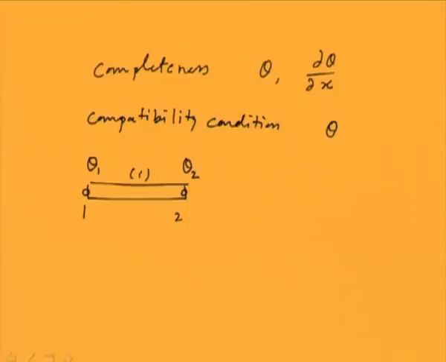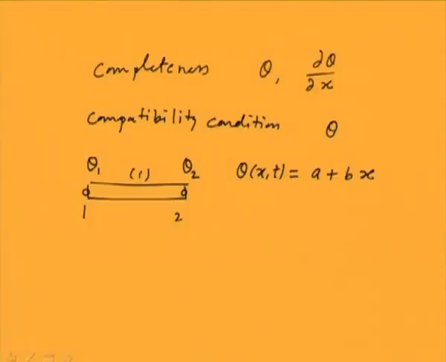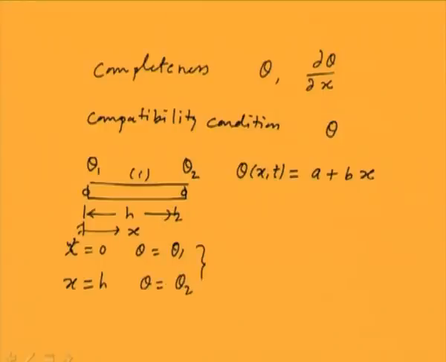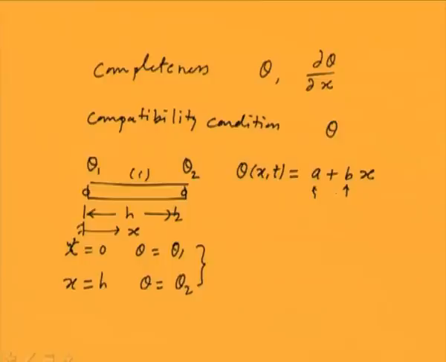So, if we choose the solution, that is theta of x, as a linear function, that is a plus b x, this particular solution will satisfy our requirement of completeness and compatibility condition both. And if we see the boundary conditions of the element, here we have two boundary conditions. One is at x equal to 0, that means because the x axis is here, theta is theta 1, and at x equal to h, the length of the element, theta is theta 2. So, here we have two boundary conditions. So, that means we can obtain two constants in the polynomial. So, that is also satisfying our requirement.